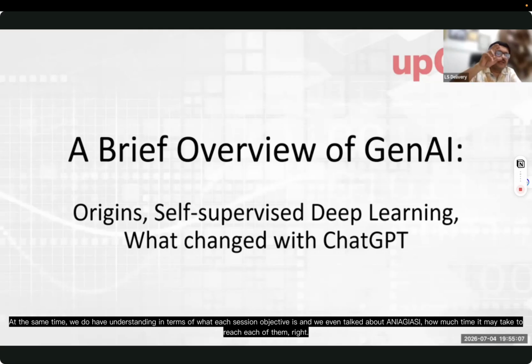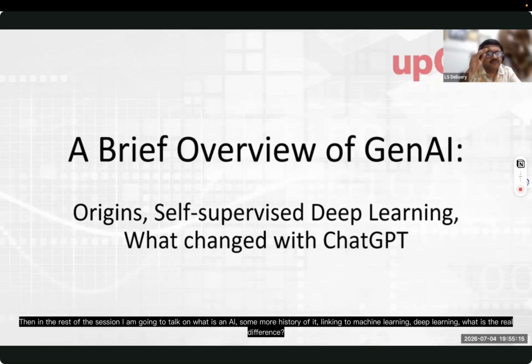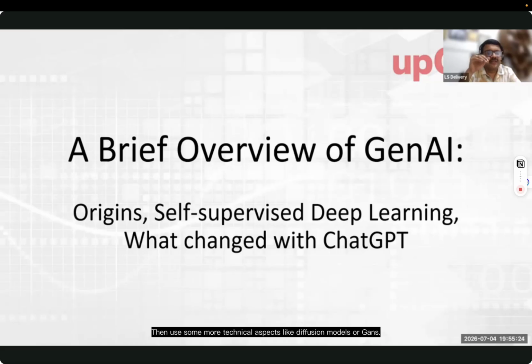We talked about ANI, AGI, ASI, and how much time it may take to reach each of them. Those aspects we covered so far. Then in the rest of the session, I am going to talk about what Gen AI is, some more history of it, linking to machine learning and deep learning, what the real difference is, and then some more technical aspects like diffusion models or GANs. Hopefully we'll have enough time for those.